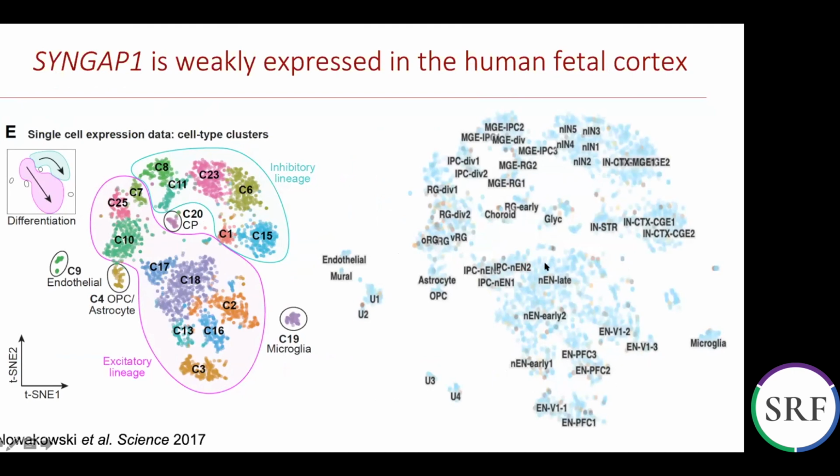So blue represents a cell where we're not seeing it expressed, and brown represents a cell where we are seeing SynGAP1 expressed. And the answer is that it's not particularly clear. It looks like there's not very many cells expressing SynGAP1 in the fetal brain. Maybe there's some signal up in radial glia up here, and then maybe some in the excitatory neurons here, but it's fairly scattered and it's really not a clear picture.